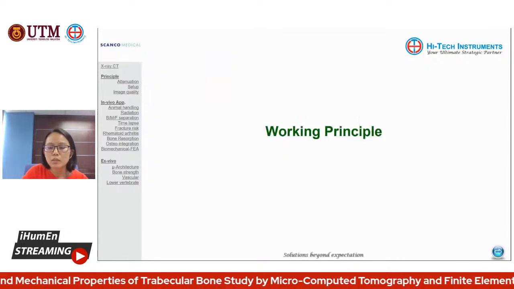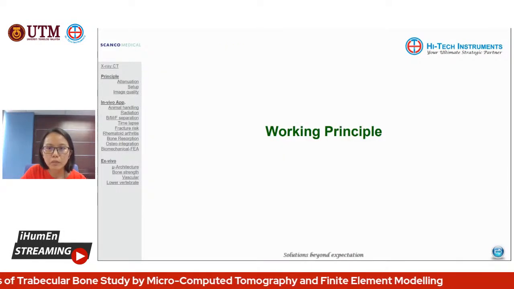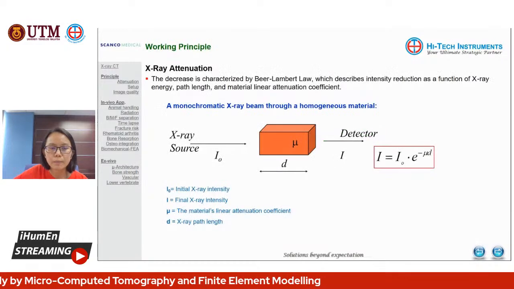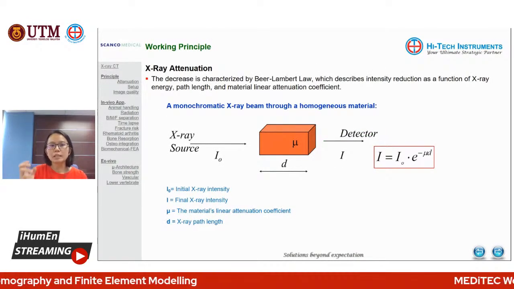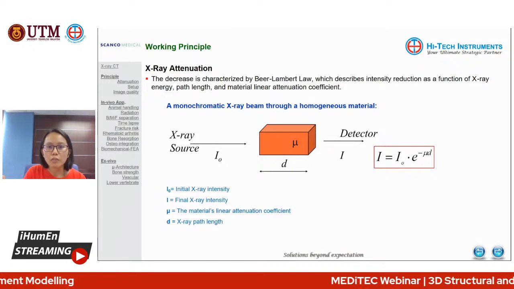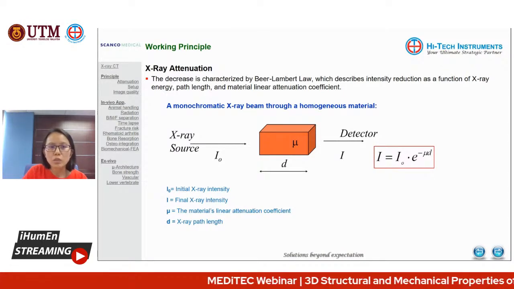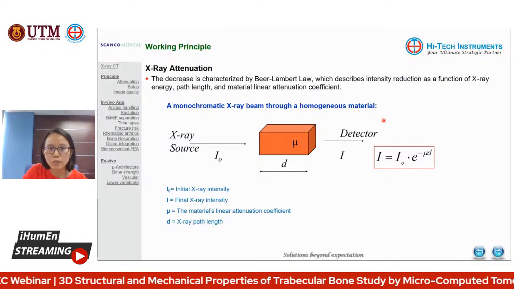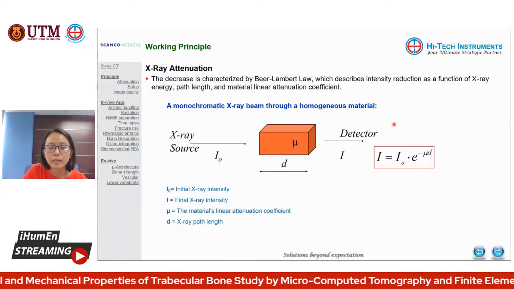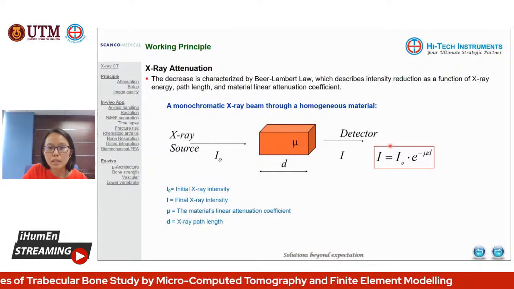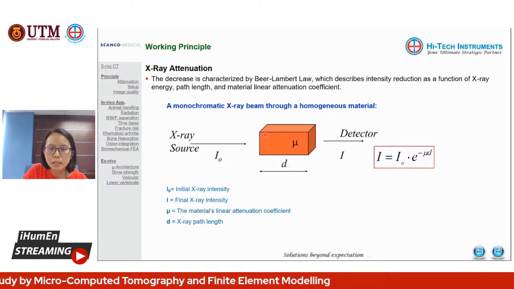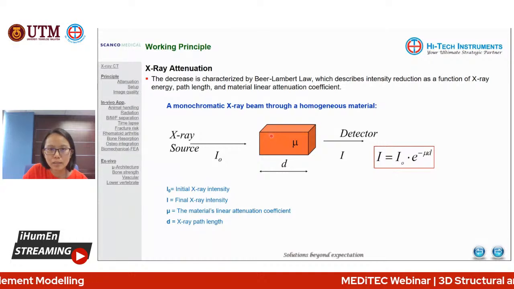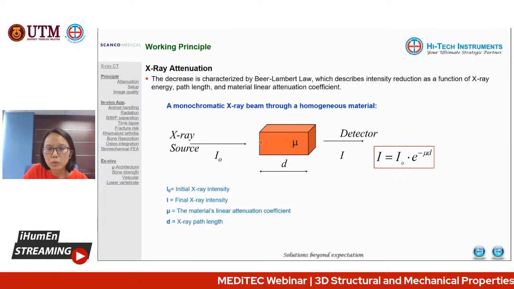So let's move on to the working principle of X-ray attenuation here. Attenuation means the decrease of the intensity of the X-ray. As you can see here, the X-ray attenuation itself can be simplified into a Beer-Lambert law like this. This actually represents only a homogeneous material, only one material with this thickness of homogeneous material. So you can derive this simple formula here.